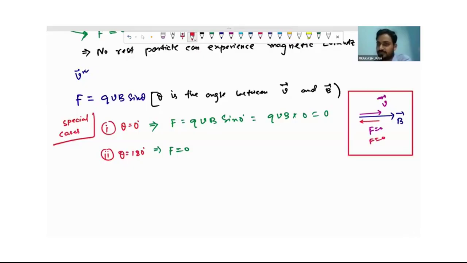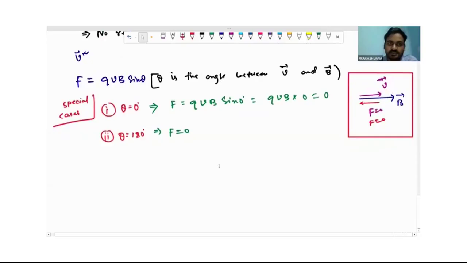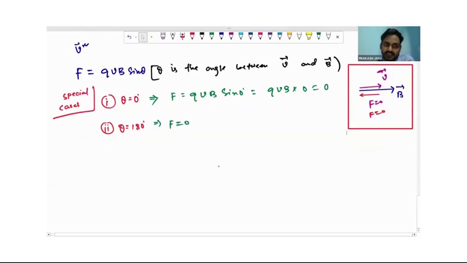I hope you will keep these things in mind, because from these concepts, these statements, questions are usually asked in many formats, maybe MCQ, maybe objective, maybe short answer type. Then, sir, for which values of theta does the charged particle experience force? Except 0 degree and 180 degree, for any other values of theta, it will experience force.